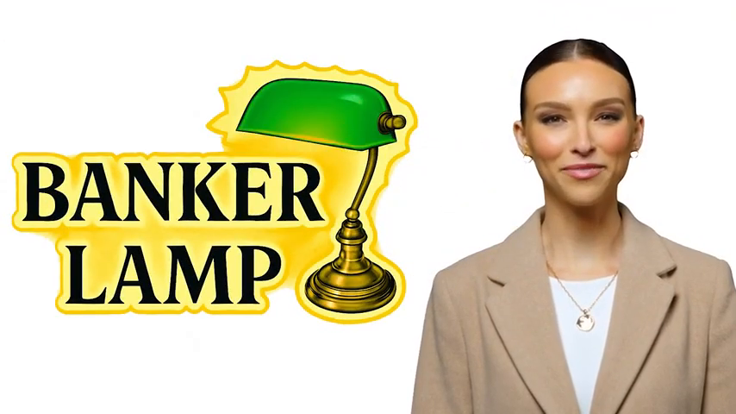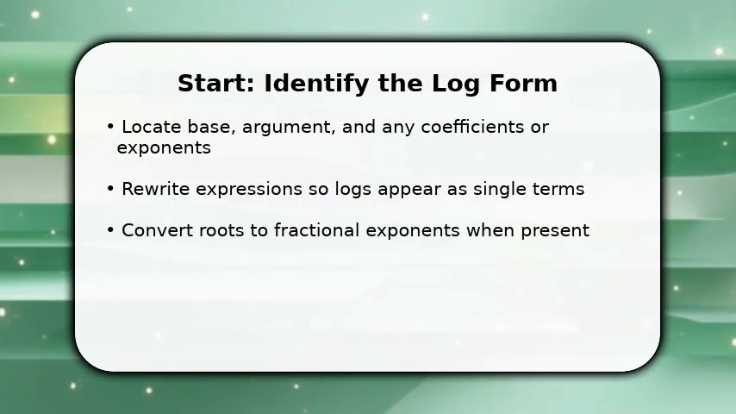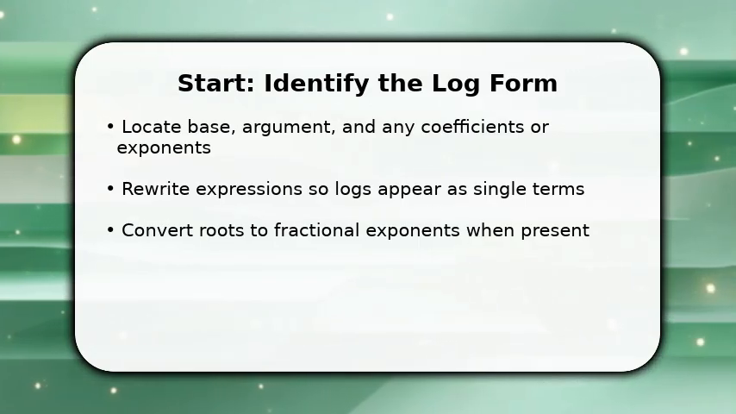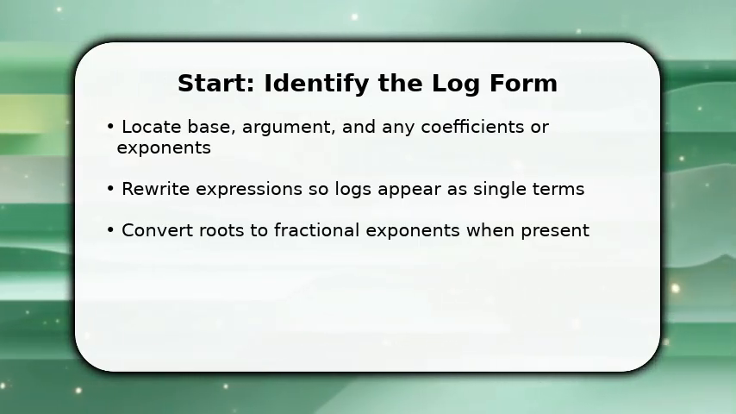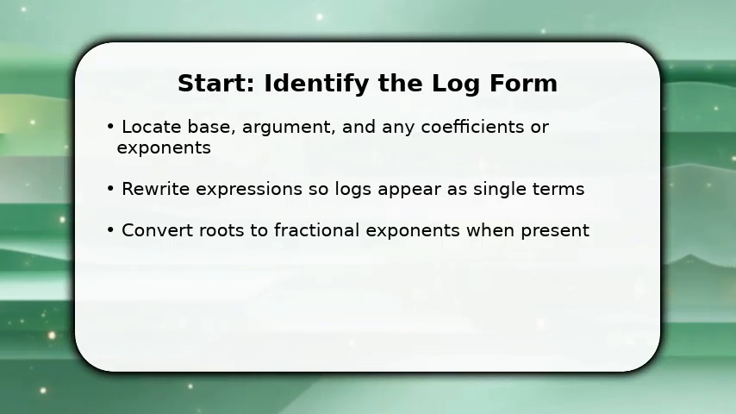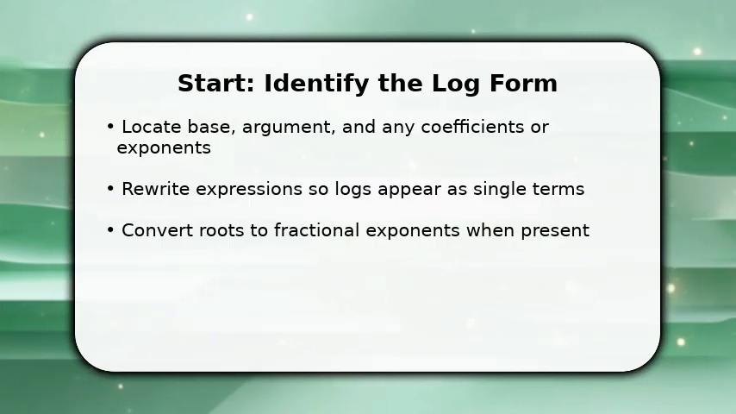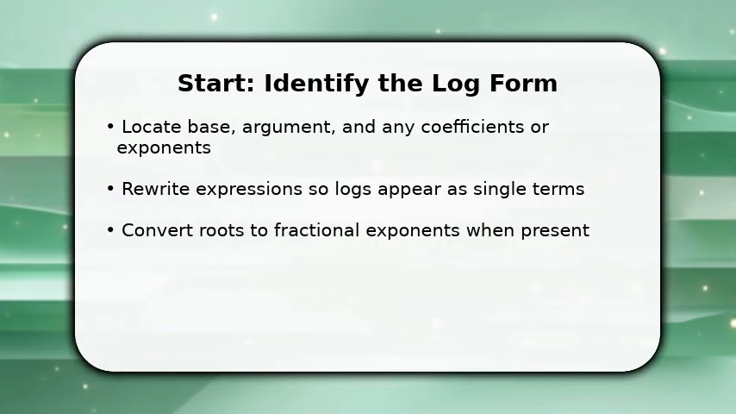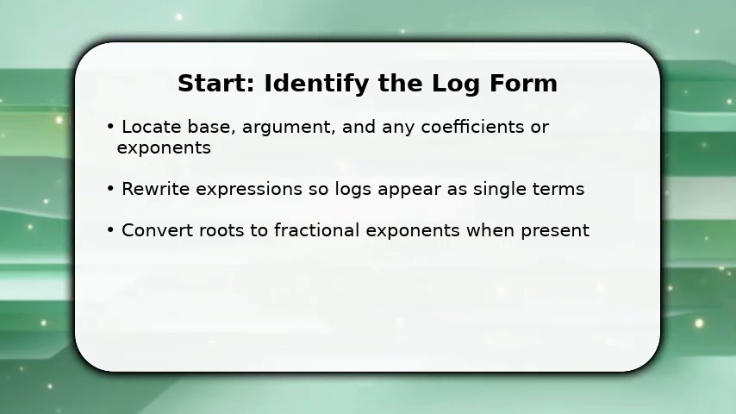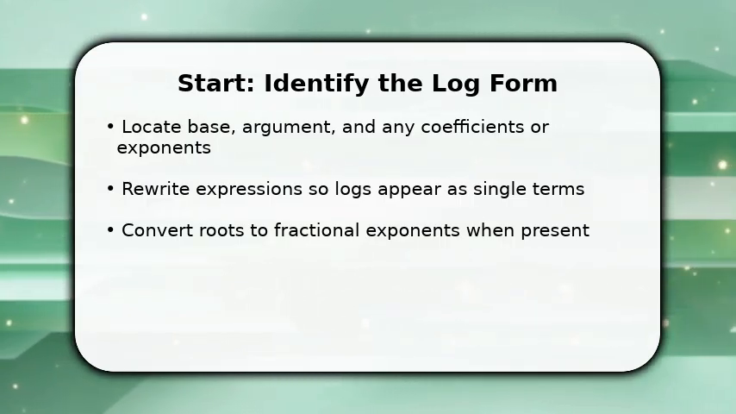Please enjoy the video. You begin by spotting the base and the argument, because knowing what you're taking the log of sets the whole strategy. First, simplify. Combine coefficients and turn roots into fractional exponents so you can use log rules. Once done, rewrite products as sums and quotients as differences. That prepares you to isolate the unknown.